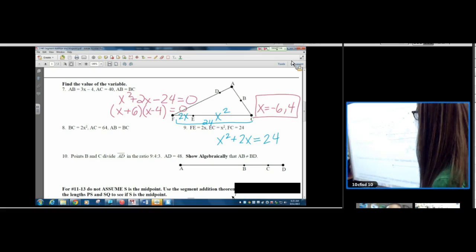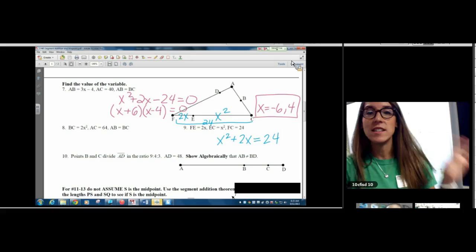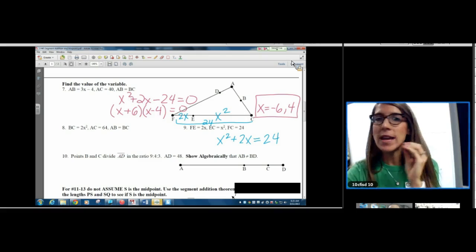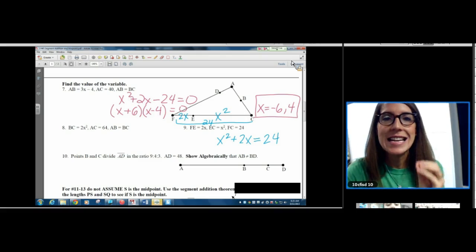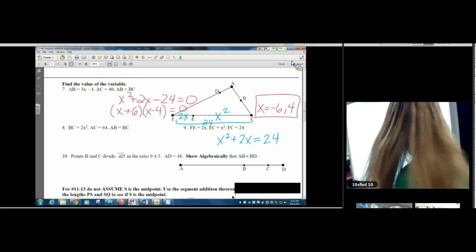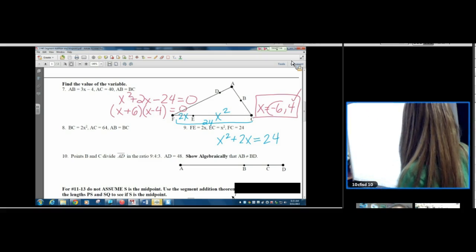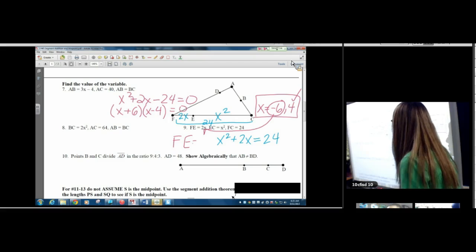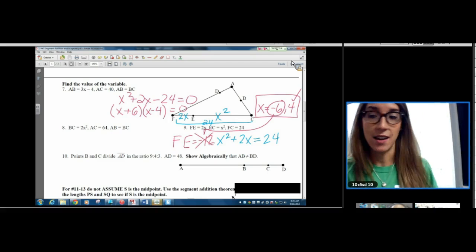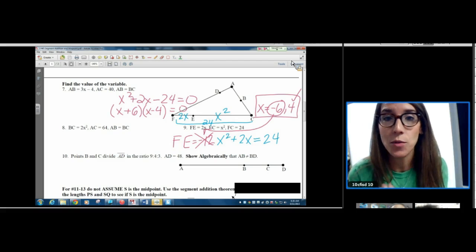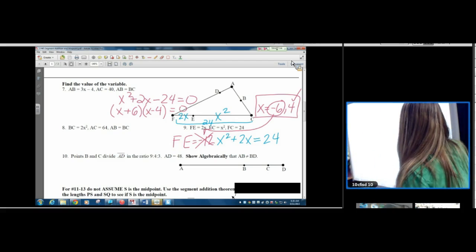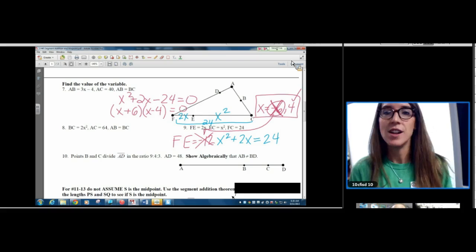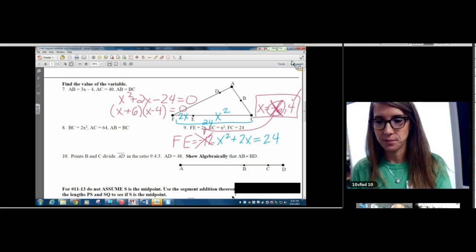So 2 answers. Oh, now, we did not talk about this yesterday. You can't keep both of those answers because we don't have negative lengths. There's no such thing as a negative length. So 4, this answer's fine, but -6, if I plug that in right there, that would mean FE equals -12. We can't have a negative length. So even though x really does equal -6, it is not a valid answer, so we throw it out. So x just equals 4, and that's it.